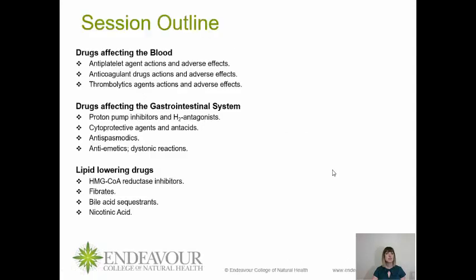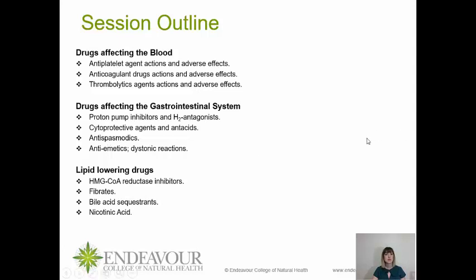So when we talk about drugs affecting the blood, we're going to talk about antiplatelet drugs, anticoagulant drugs, and thrombolytic agents, going through their actions and adverse effects. In the gastrointestinal system, we're going to focus on the upper gastrointestinal system, looking at drugs that affect acidity levels in the stomach, and then also some antispasmodics and antiemetics. And then we'll move into drugs that, again, lower lipid levels in the body, with a few different classes of drugs that we'll cover there.